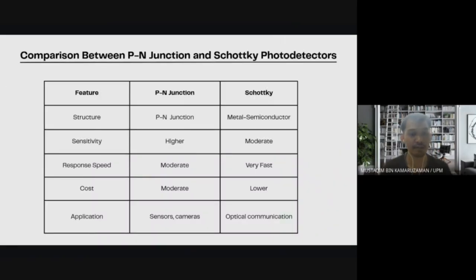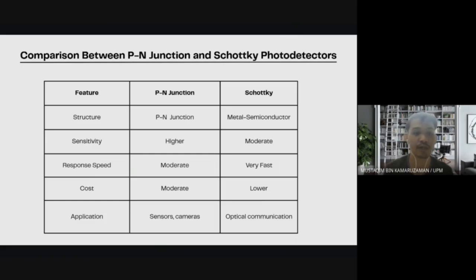Here I will explain to all of you the comparison between the PN junction and the Schottky photodetector. The first feature that I will explain is the structure. The structure of the PN junction consists of the PN junction, while the structure of the Schottky consists of the metal and semiconductor.